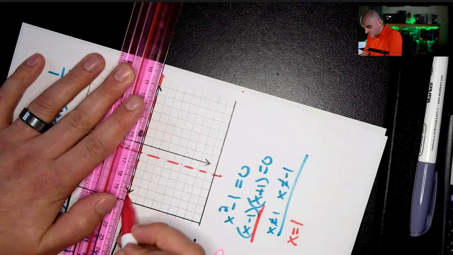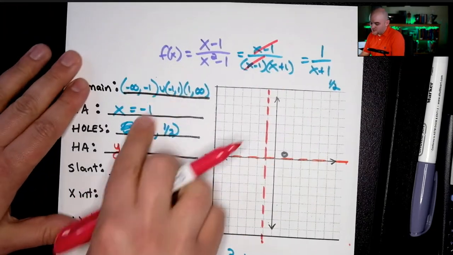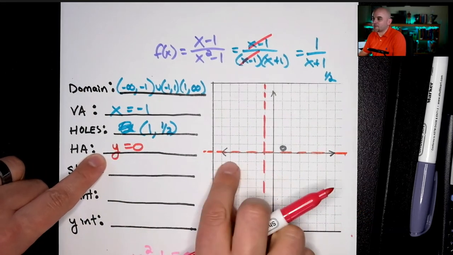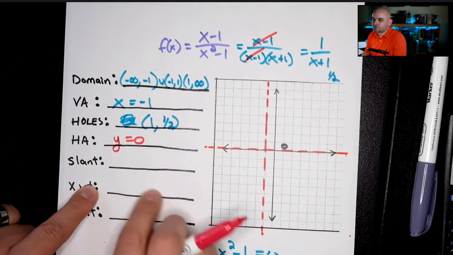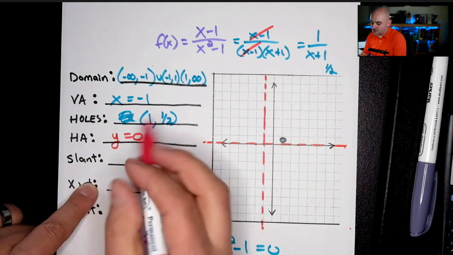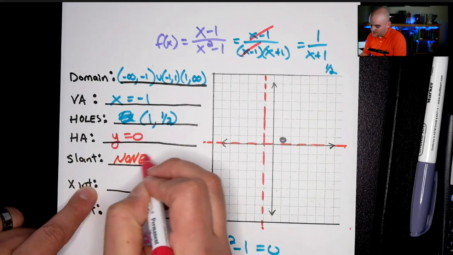I know some people it bothers. It doesn't really bother me, but it does kind of mess up things, doesn't it? It's like it's highlighting that. So there's y equals 0. Because it has a horizontal asymptote, there's no slant asymptote, so none.